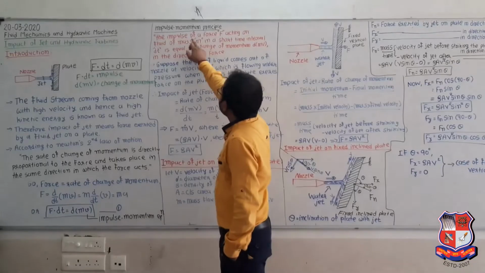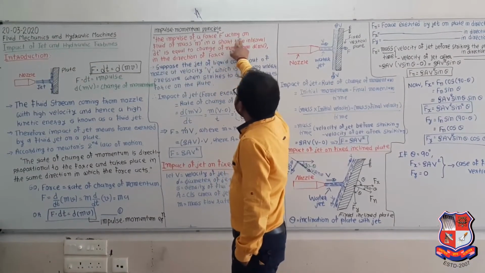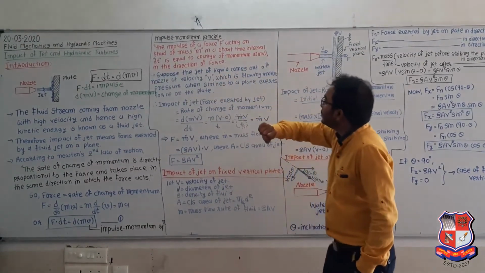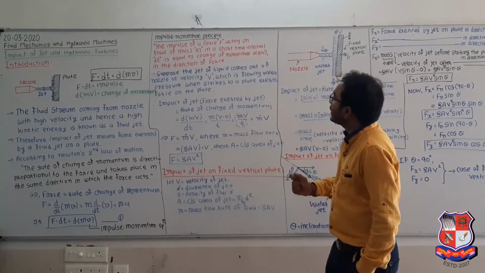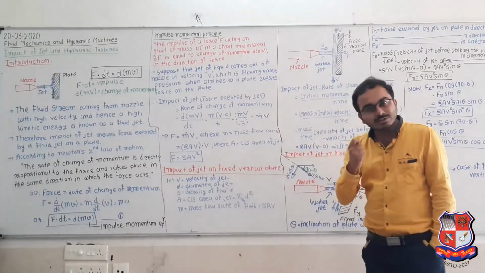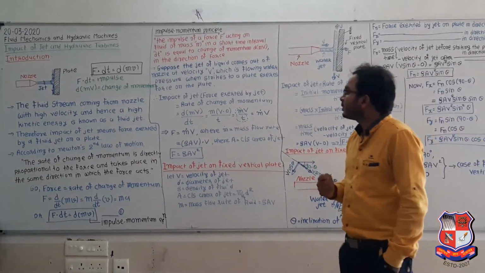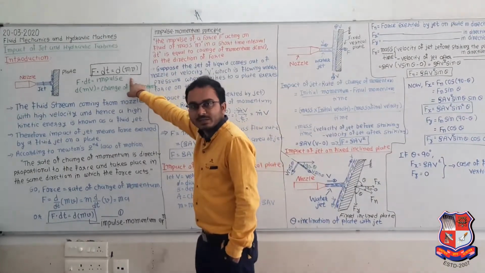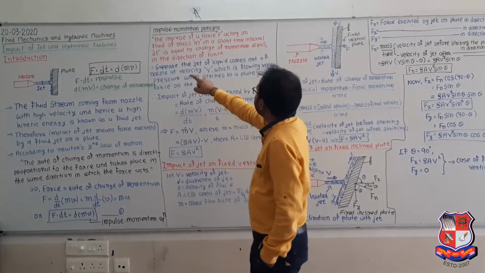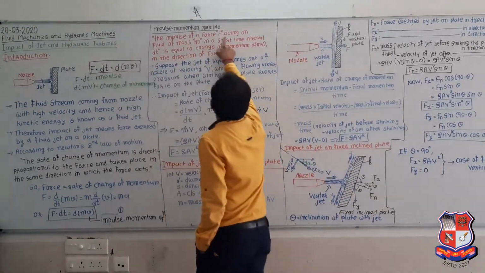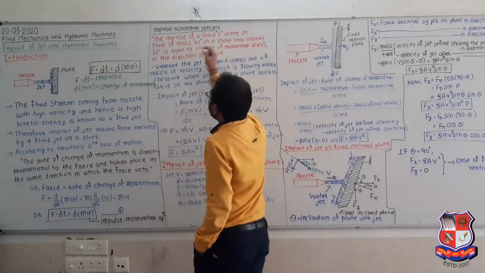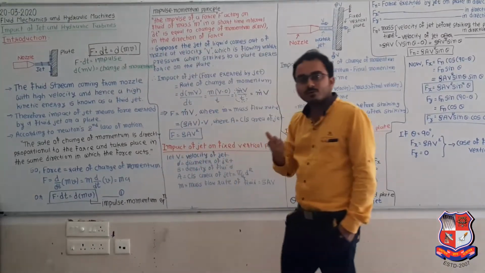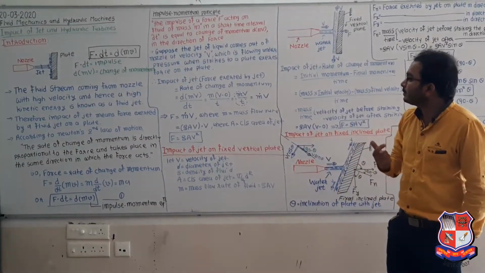The impulse of force F acting on a fluid of mass m in a short time interval dt is equal to the change of momentum d of mv in the direction of force. It might look slightly lengthy while reading this impulse momentum principle, but if you see this equation, this is only the verbal interpretation of this mathematical equation. That is, the force F acting on fluid mass m in a short time interval dt is equal to change of momentum d of mv in the direction of force. So this is the impulse momentum principle.